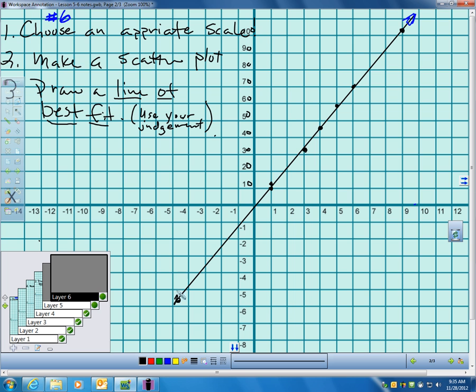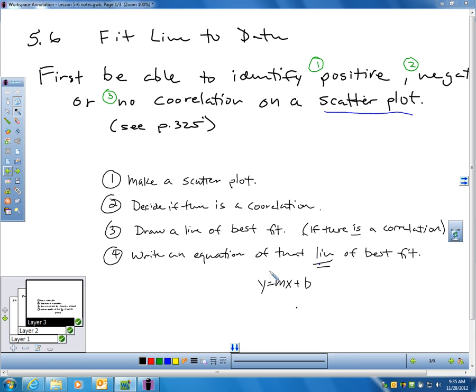Now you notice my line isn't going to be able to go through every one of those points. I have to draw a line that I think, using my best judgment, is the best fitting line. That's a judgment call. All right, so everyone's line could be slightly different, but everybody's line should look like it's basically describing the pattern of these points. And now the last thing we have to do, remember, is write an equation.